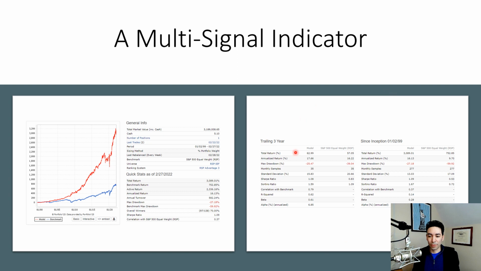And for the quant geeks out there, here's some simple stuff. It's got a Sharpe ratio over 1 and a Sortino ratio over 1.5, about 1.6, in the trailing 3 years. It's done a little better historically since 1999. So it's a fairly robust indicator on its own. Okay, that had a lot of additional signals. But that's not everything that I included in there, because this is honestly not fast enough.